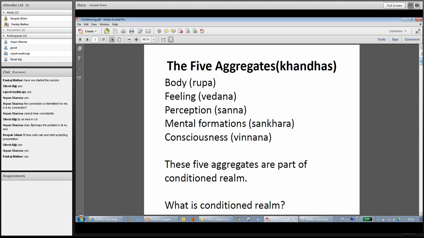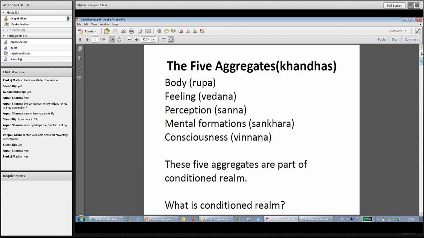And the five aggregates are Rupa, Vedana, Sanna, Sankhara, and Vijnana. And the corresponding translations are like this: Rupa stands for, mostly you can use it for body, but Rupa will also stand for physical things. Form. Everything is a form. So I think Rupa and form are probably synonymous. And Vedana stands for feelings, Sanna stands for perception, Sankhara for mental formations, and consciousness is Vijnana.